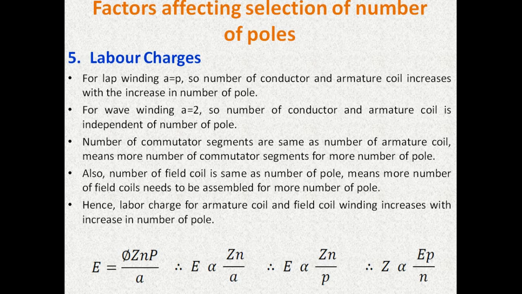Moreover, the number of field coils is the same as the number of poles. Hence, when the number of poles is large, the number of field coils required also will be large. So it's very clear that in a lap-wound machine, when the number of poles is large, the number of armature coils and field coils required will be large, and hence the labor charges required for these windings also will be large.